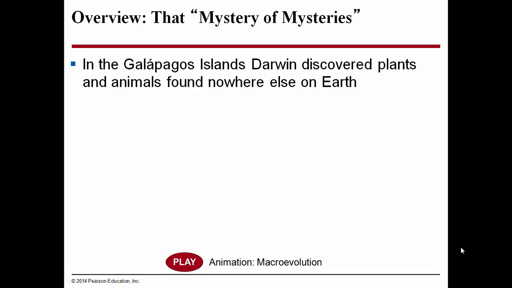In the Galapagos Islands, Darwin discovered plants and animals found nowhere else on Earth, and it was here that he developed his theory of evolution by natural selection, or descent by modification. Modification by descent.